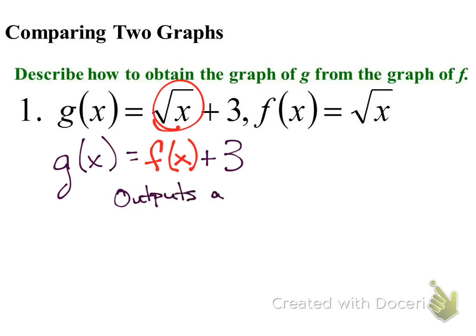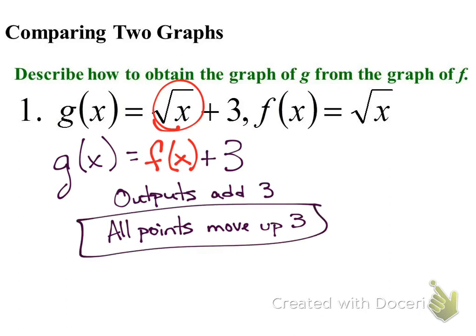add 3. What this means, in terms of the graph, since we have to describe it, is that all of the original points move up 3. Since the outputs are the y column, and the y-axis is up and down, if you add 3, that means you're shifting up 3. This is how we would describe it: all points move up 3.